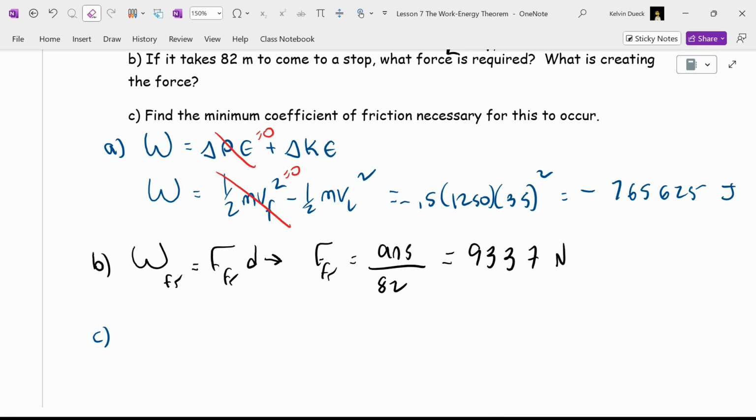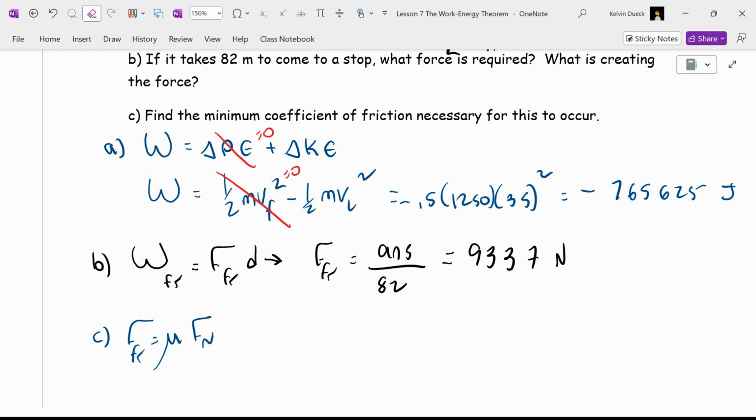What's C want me to find? Hey, what's mu? I don't know. What did I find in part B? Which force? I think I would write down friction equals mu times the normal force. I would start out there. What did you say they're asking me to find? Which is what in this equation? Which variable?